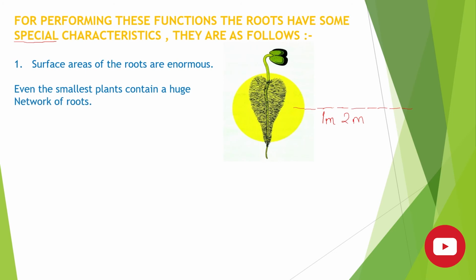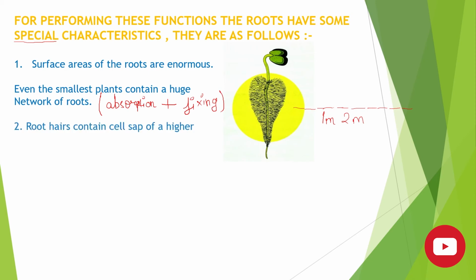And surface area is very, very important for helping the plant to stick to the ground, to absorb substances in a better way, and transportation is also there. But this particular characteristic is only for absorption and fixing. This characteristic helps the plant to fix to the soil, and it helps the plant in absorption of substances in a better way. Greater the surface area, better the absorption.